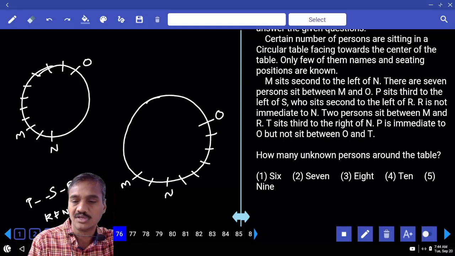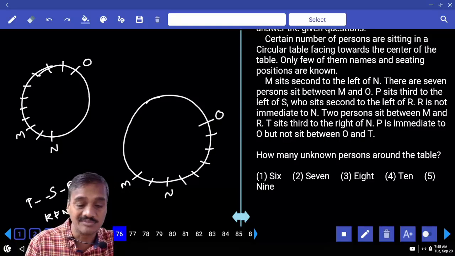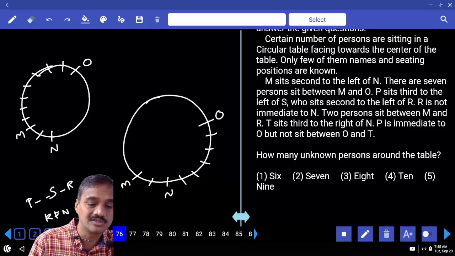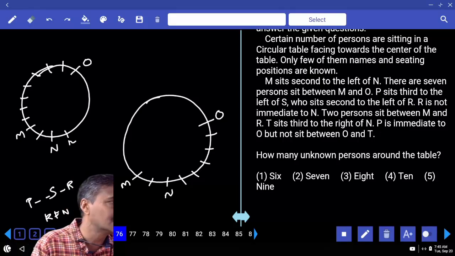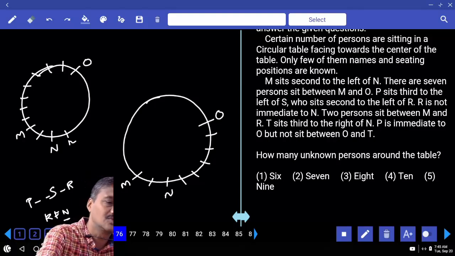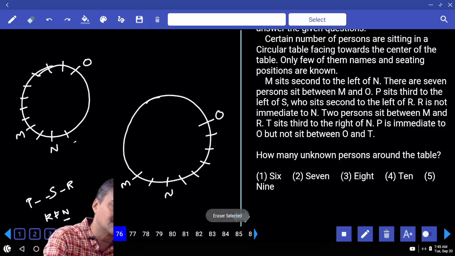Then the next one, 2 persons are in between M and R. Now in between M and R there must be exactly 2 persons, 1, 2. Can we have R at this place? No, because R and N are not adjacent. Hence 2 persons between M and R cannot be here; R must be at this place.